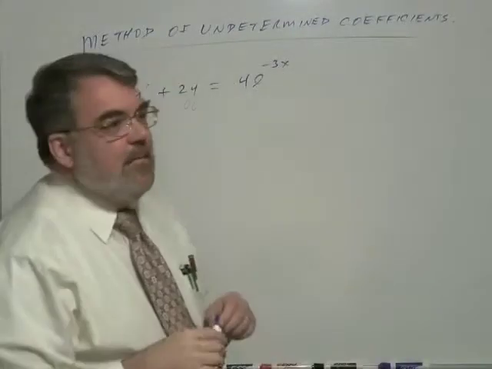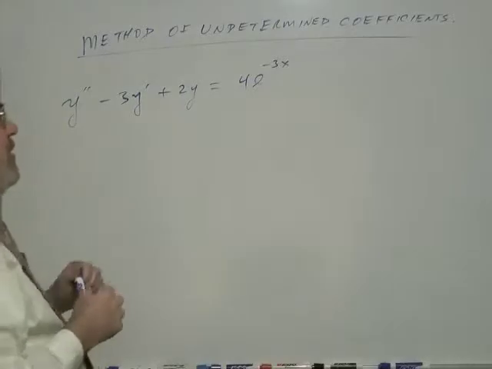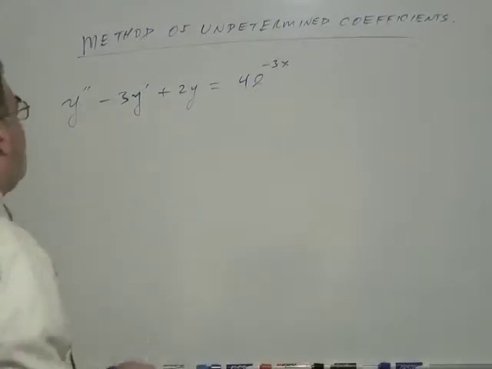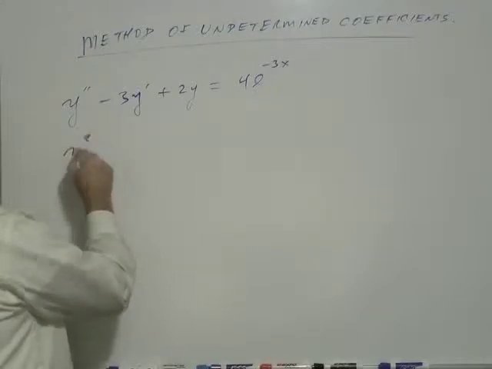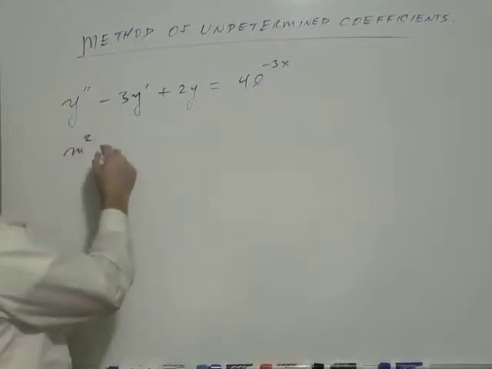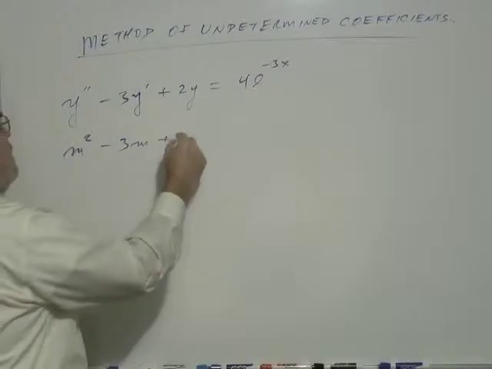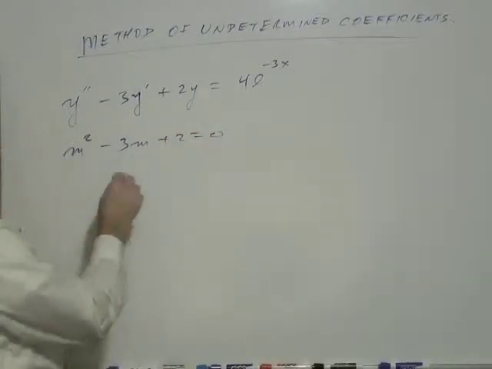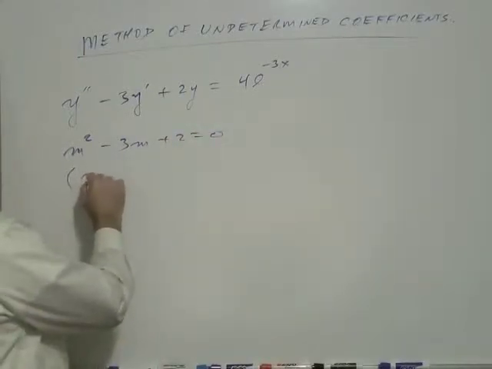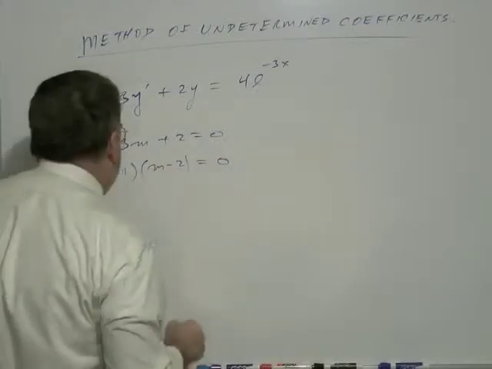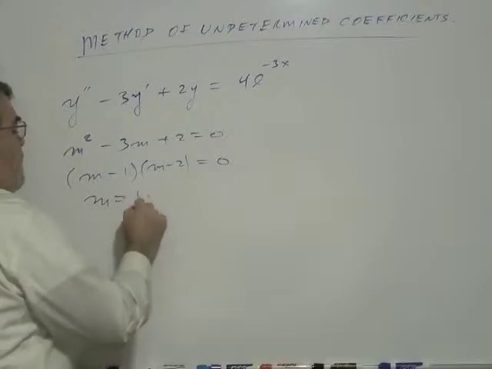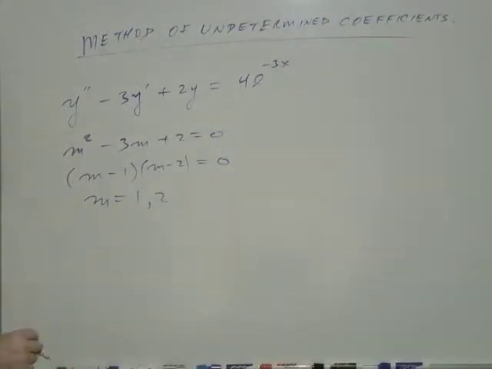Well, our first step is to solve for the complementary solution, and that's what we've been doing up to this point. So if we look at the left side here and write out the characteristic equation, m^2 - 3m + 2 = 0, and we can solve this one by factoring. It's (m - 1)(m - 2) = 0. So the roots are 1 and 2.